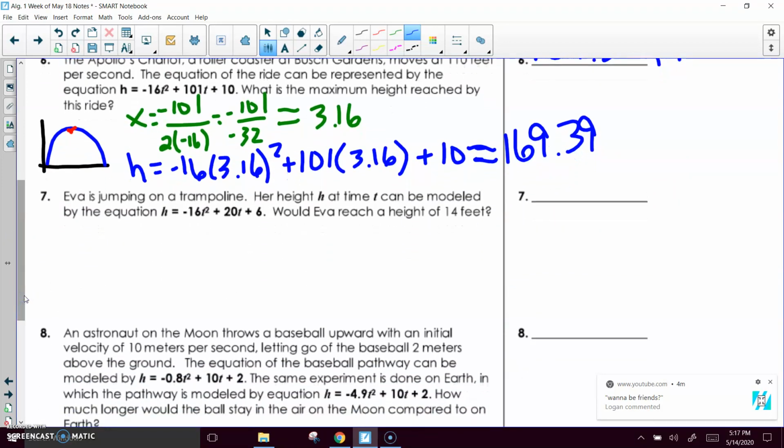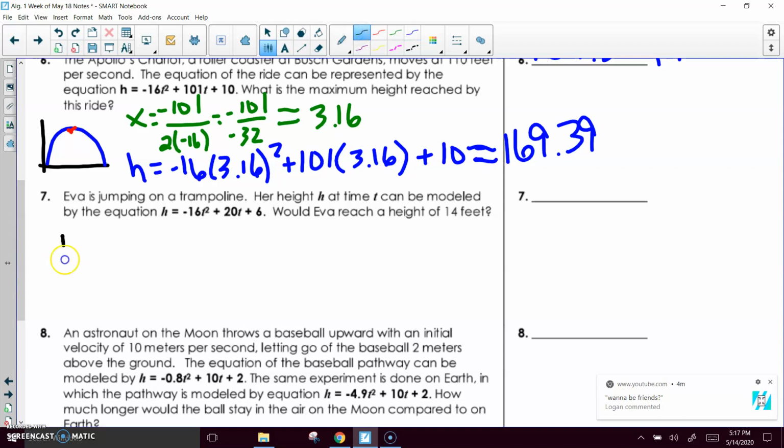Number 7, Eva is jumping on a trampoline. Her height, h, at time t can be modeled by the equation h equals negative 16t squared plus 20t plus 6. Would Eva ever reach a height of 14 feet?